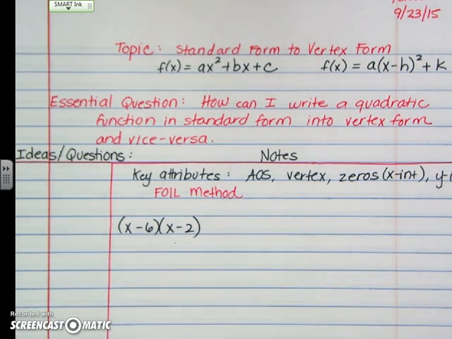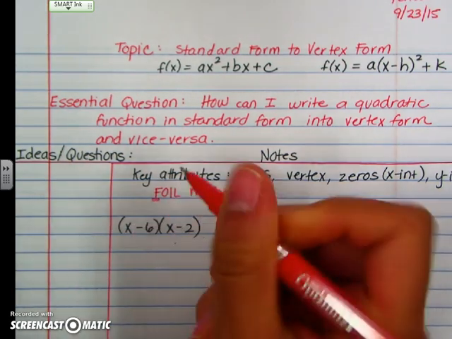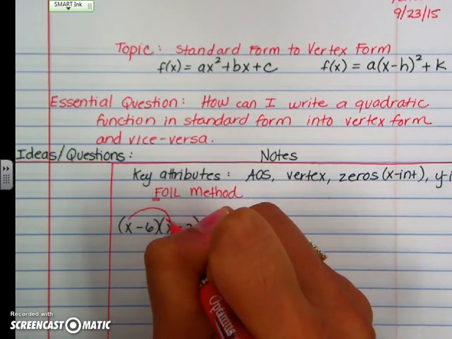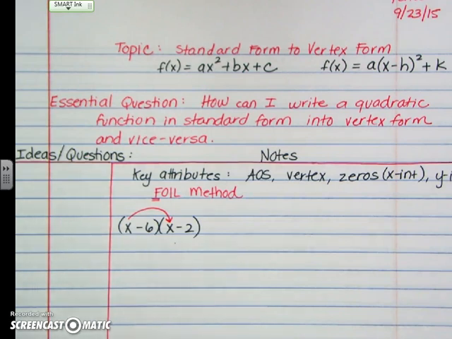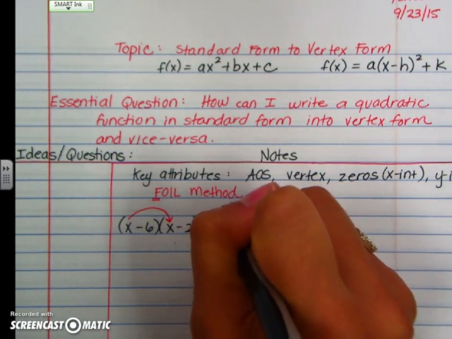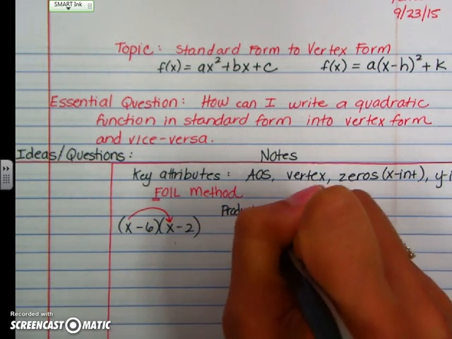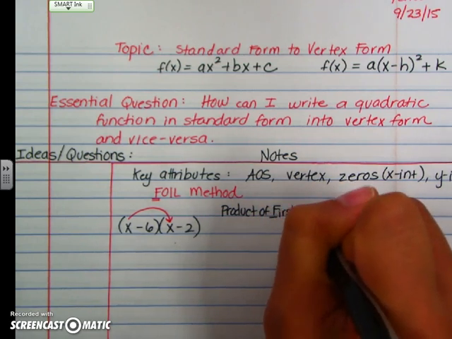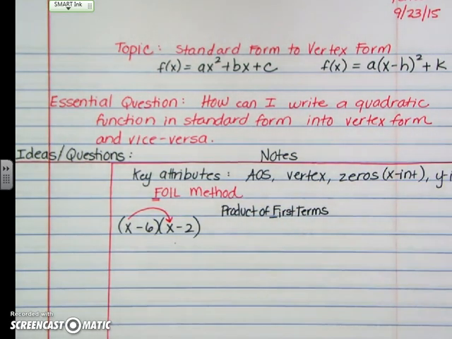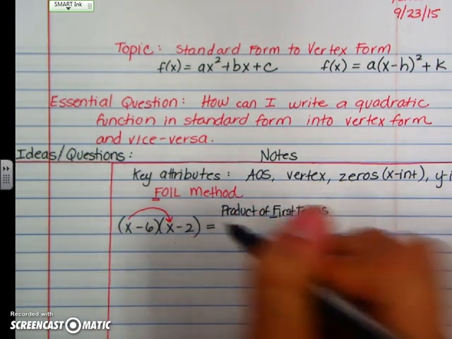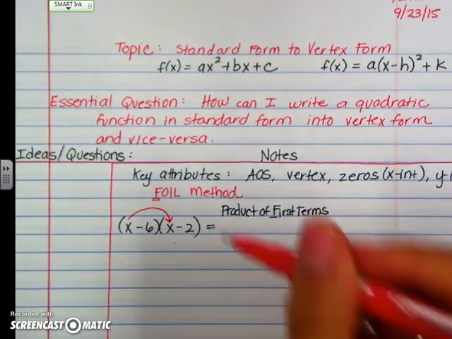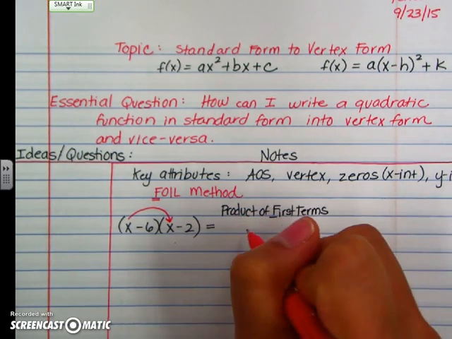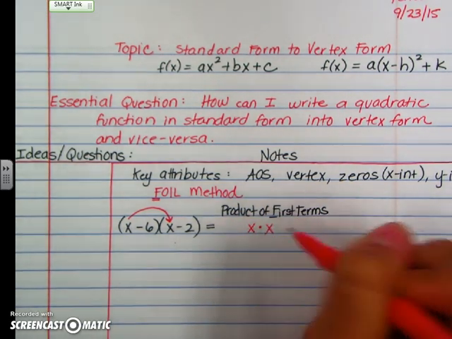In order to figure out what that is, you multiply what stands for F, which is multiplying the first terms together. So the product of the first terms, okay, in this case, is the same thing as x times x. So you're going to multiply x times x.